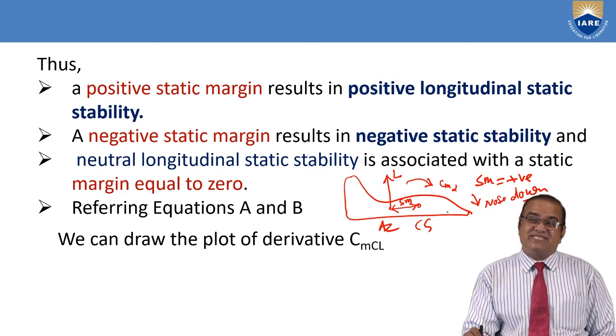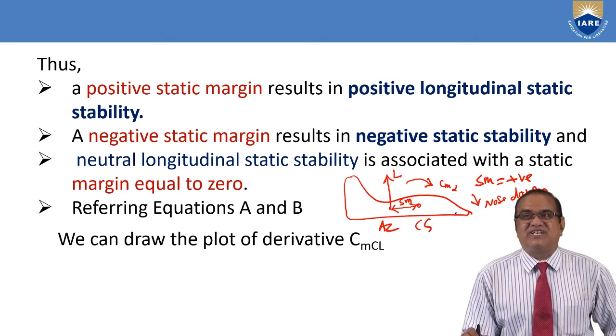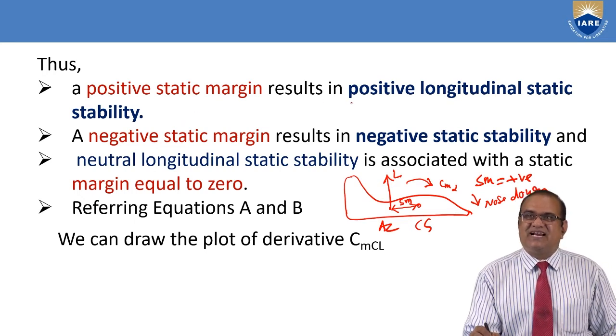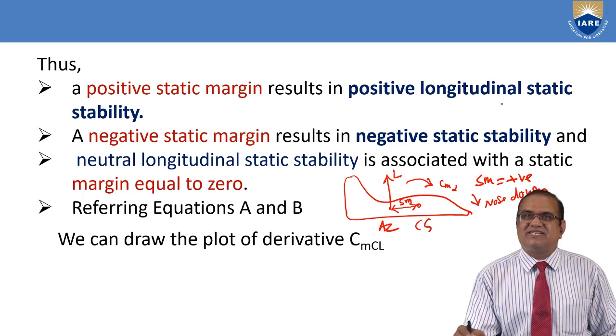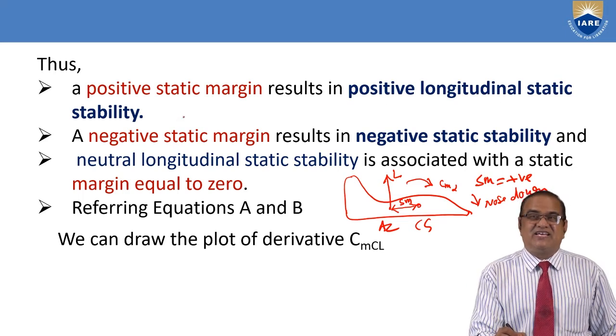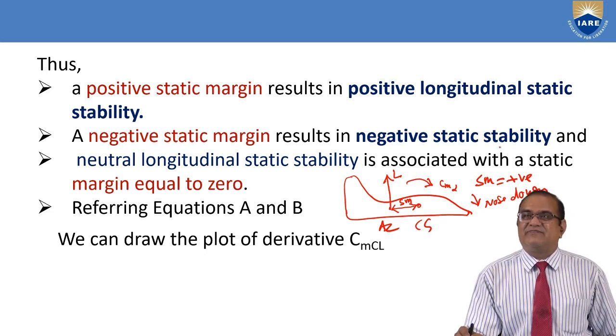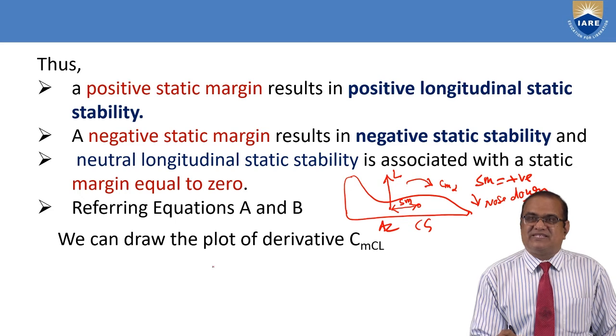And this, if this thing is nose down, aircraft will be statically stable. So a positive static margin results in positive longitudinal static stability. So that is case 1. The negative static stability results in a negative static margin.